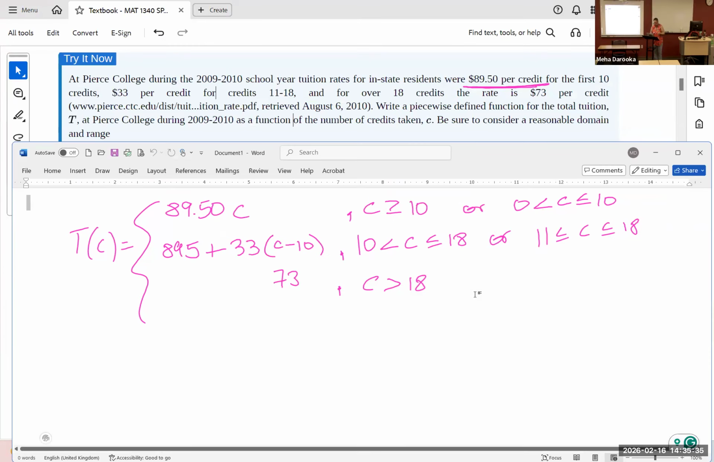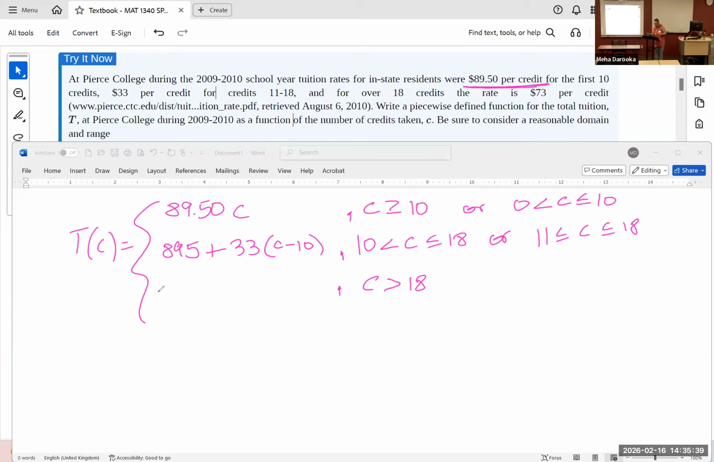Okay. So how do we rewrite the third piece? What was that, 1159? Yeah. Plus 73 for each, and then how do we write the variable part? C minus 18. C minus 18. Right?